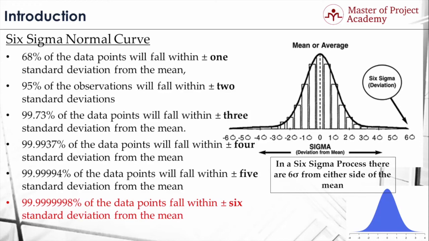This means, in a Six Sigma project, 99.9999998% of the results must fall within plus or minus 6 standard deviations from the mean. In other words, only 0.0000002% of the results can be out of the expected results. I think this percentage tells enough how Six Sigma approaches to increase the quality in projects.